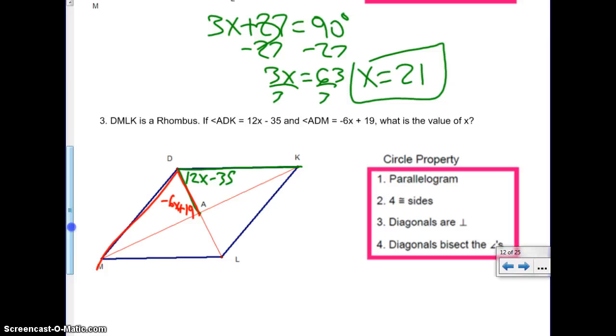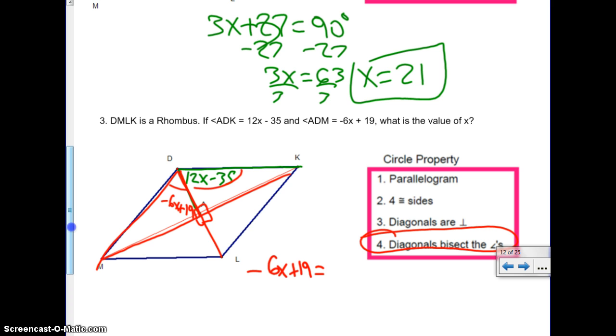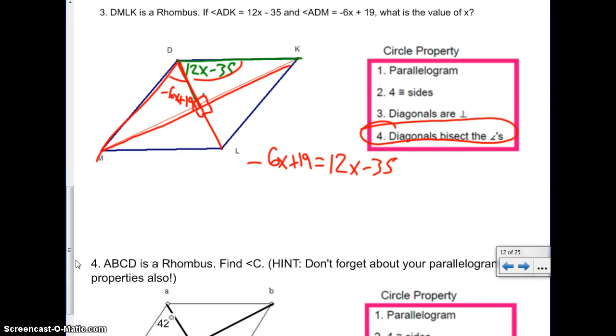Well, we have to look at it. We've got our diagonals. What do we know about diagonals? Well, we know that all these angles equal right angles, but that doesn't help us with these angles. But if you remember from our previous examples, we know that our diagonals bisect the angles, right? So it bisects this, which means negative 6x plus 19 is actually equal to 12x minus 35, right? Because if I bisect something, I cut it into 2 equal pieces.